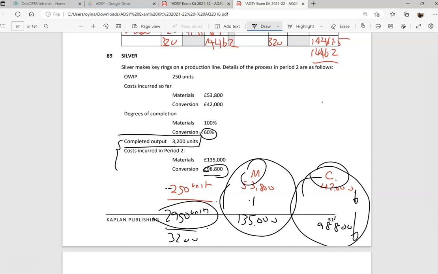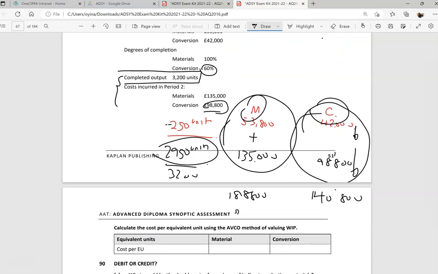So if you add these together, let's focus on materials because that's what the question is really asking you to do. Do these individually. Plus 135,000, you have 1,888,000, and then you have 42,000 plus 98,800, which is 140,800. So we have made 3,200 units, is the issue.